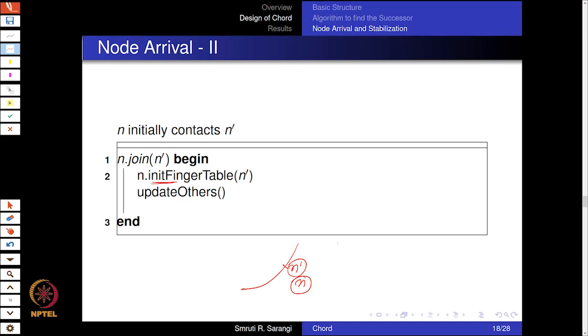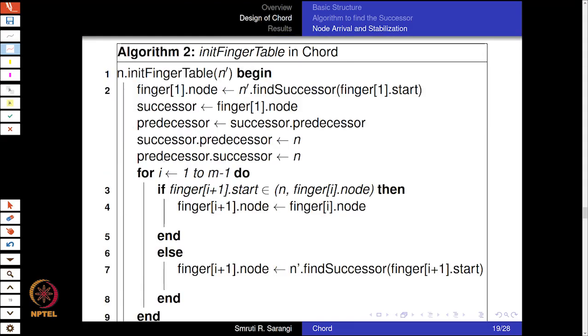So there are two basic operations. The first is that for the node that is joining, its finger table needs to be initialized. Second, others have to be updated. It means the finger tables of other nodes need to be updated, saying that they need to point to me. So the init finger table, this is how it works. n dot init finger table n dash.